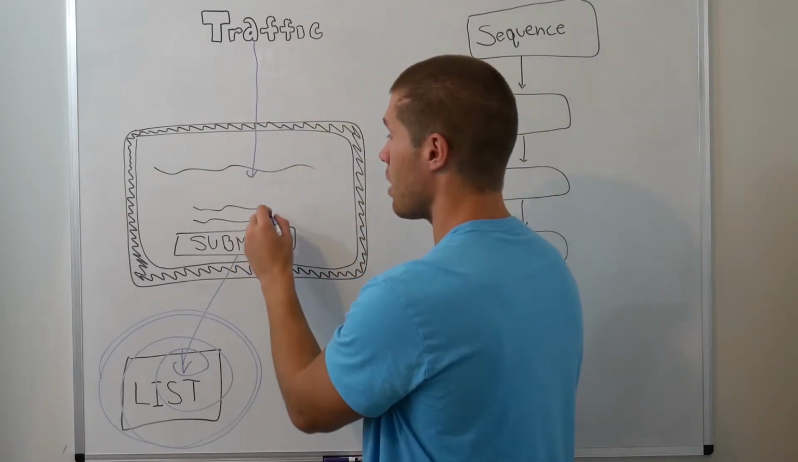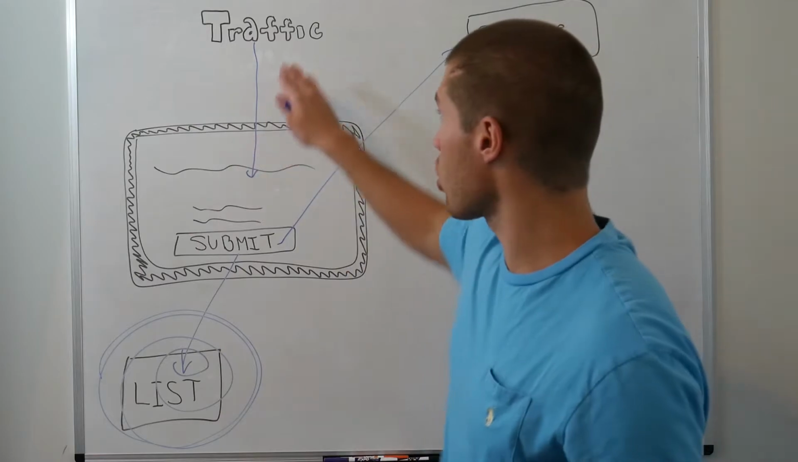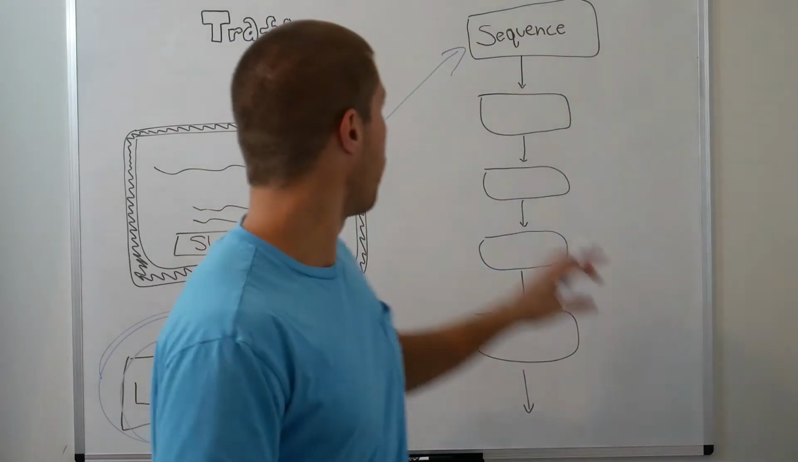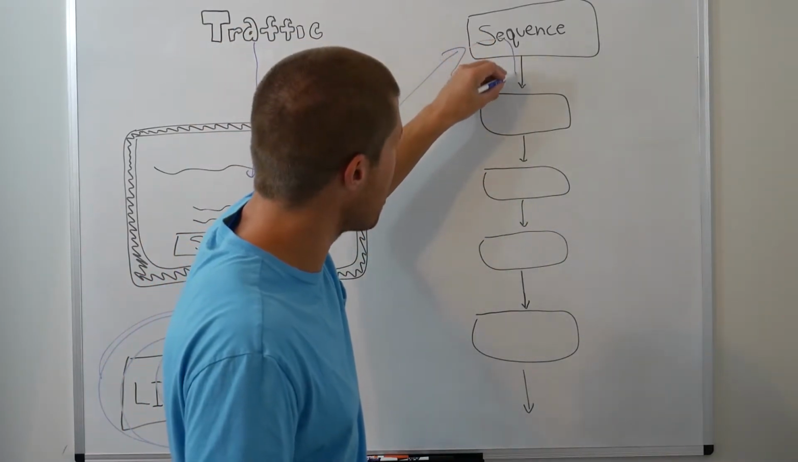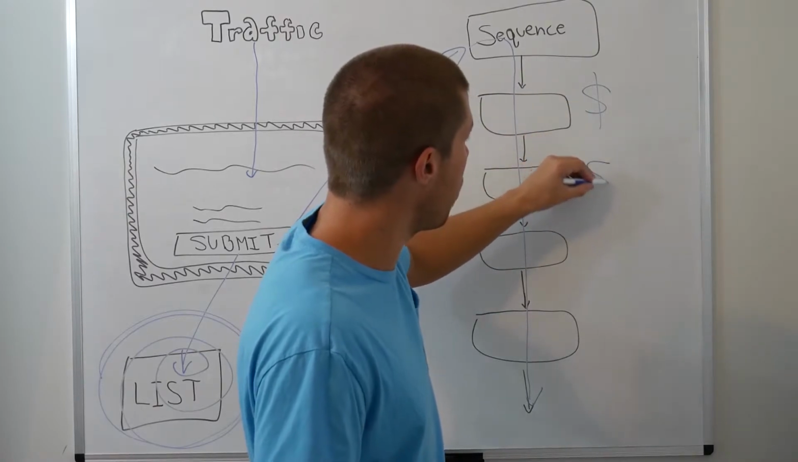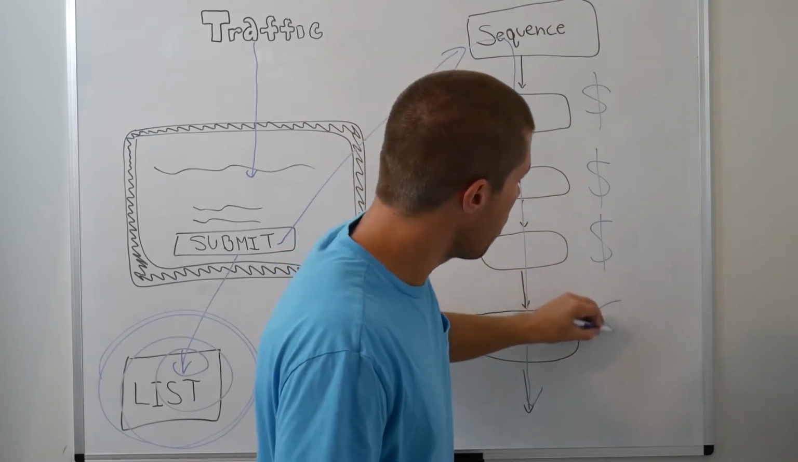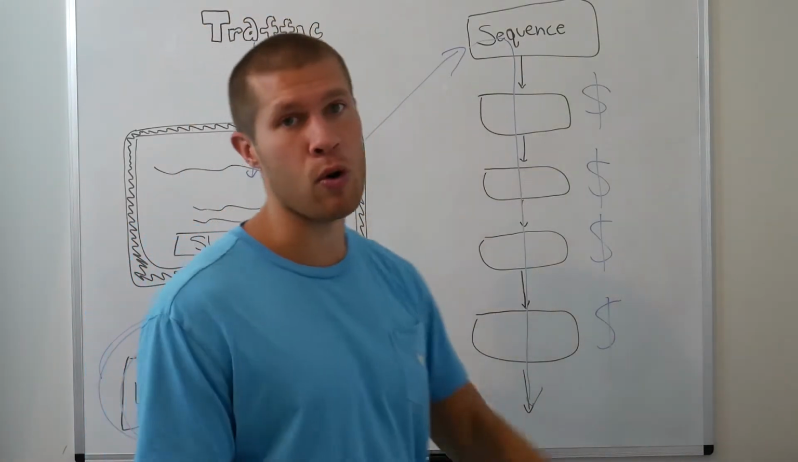But the traffic comes in and then they turn into a lead and they come into your email marketing sequence. The more traffic, the more leads, the more people in your sequence, thus the more money that you make. Then the people come through your sequence and every single email that you have the opportunity to sell them on, you make more money. That's the key there. So the more traffic, the more leads, the more money for you.